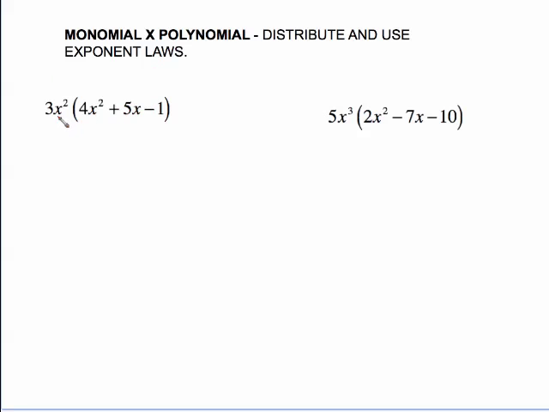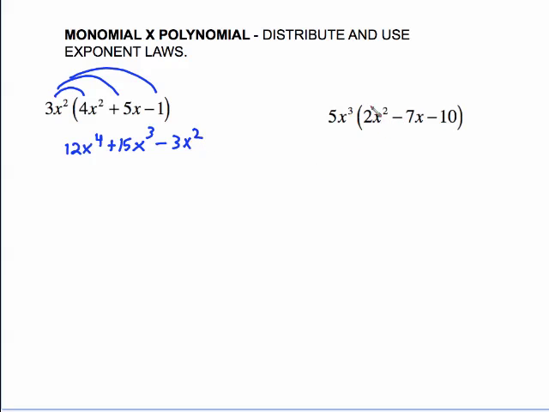If you want to do a monomial times a binomial or trinomial, whatever, you are putting together two skills you already have. One is distributive property, so I'm going to have to multiply 3x squared times all of this. And then as I do that multiplying, I'm using the exponent law. So 3x squared times 4x squared is 12x to the fourth. 3x squared times 5x is a positive 15x cubed. And 3x squared times negative 1 is negative 3x squared.